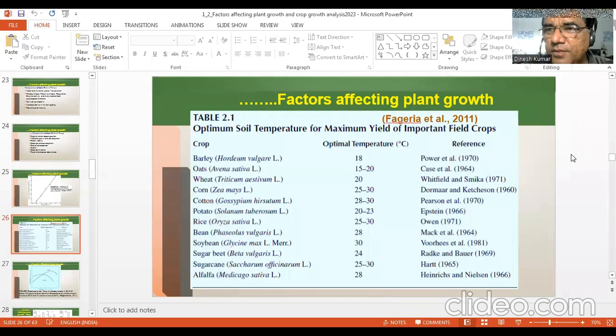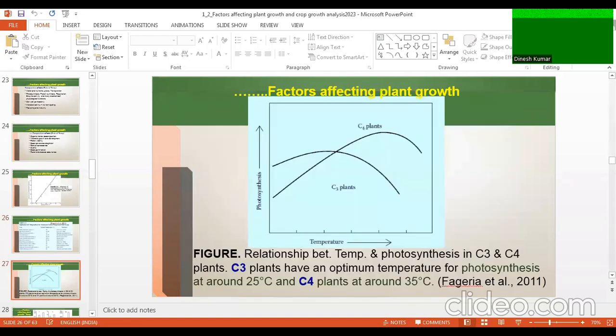Now see, this is the optimum soil temperature for maximum yield of important field crops. This is just to show you a glimpse of optimal temperature. For example, for barley, 18 degrees; oats, 15 to 20 degrees; wheat, 20 degrees; corn, 25 to 30; cotton, 28 to 30; potato, and so on. So you can see the optimal temperature range. However, these optimum temperatures vary with the crop or species.